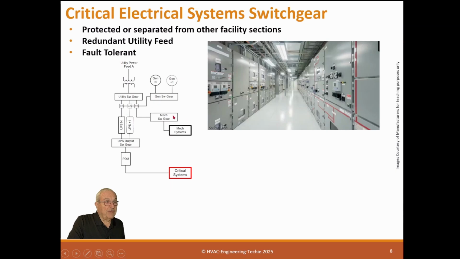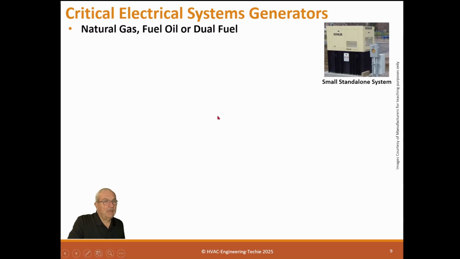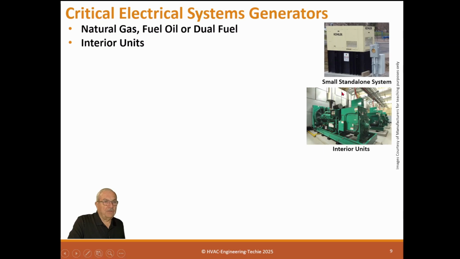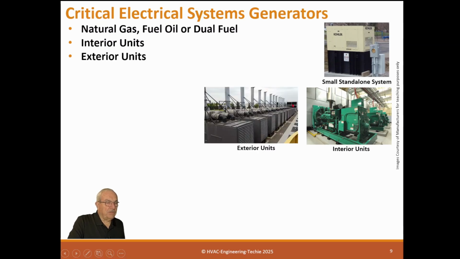So even within this tier level, you can have different levels of redundancy. Critical system generators: natural gas, fuel oil, or dual fuel. Interior units can be big interior units like this. You can have small units outside with belly tanks, where the fuel oil is put in the belly tank. It feeds the generator. These are probably gas-fired, might be dual fuel. So we can have interior units, can have exterior units.